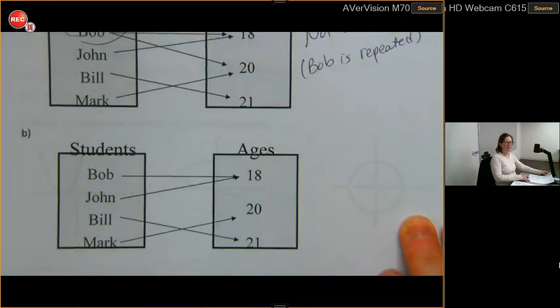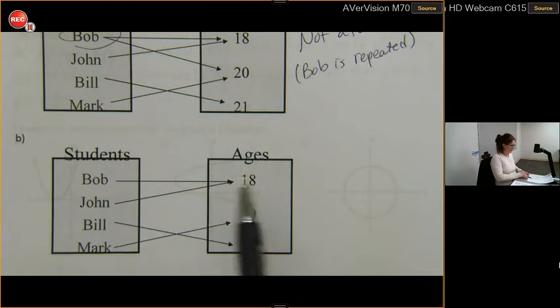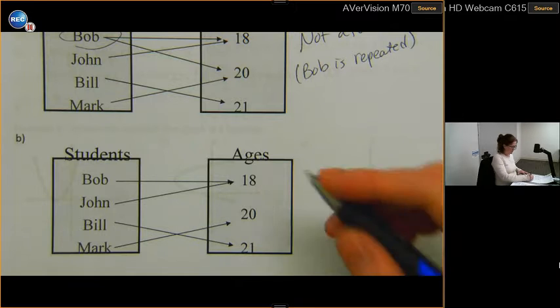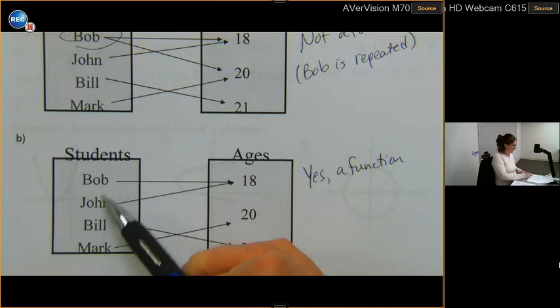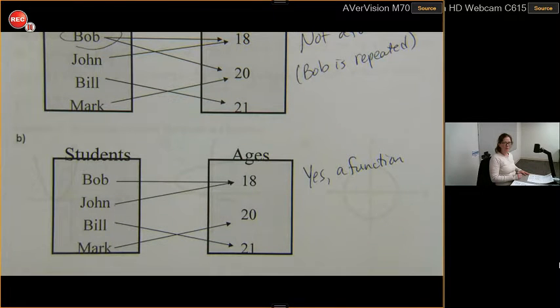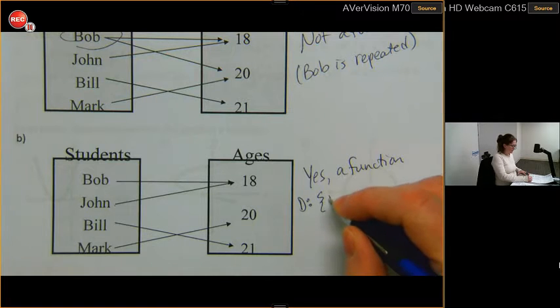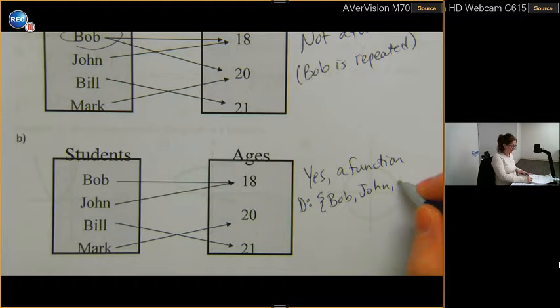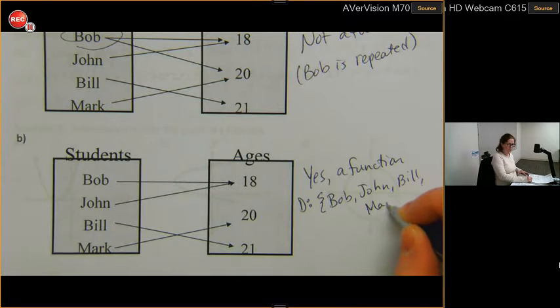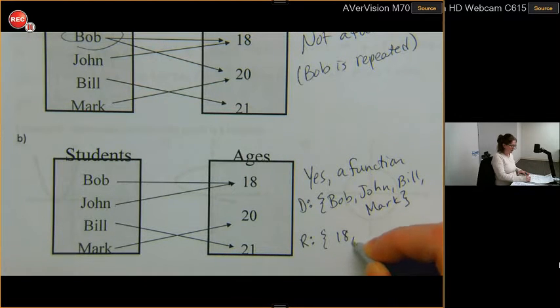So let's rearrange our input and output a little bit. Now our students, we have Bob is 18, John is 18, Bill is 21, Mark is 20. This one is a function because each input corresponds to only one output. Since it's a function, we can identify the domain. The domain will be the students. And the range will be the ages.